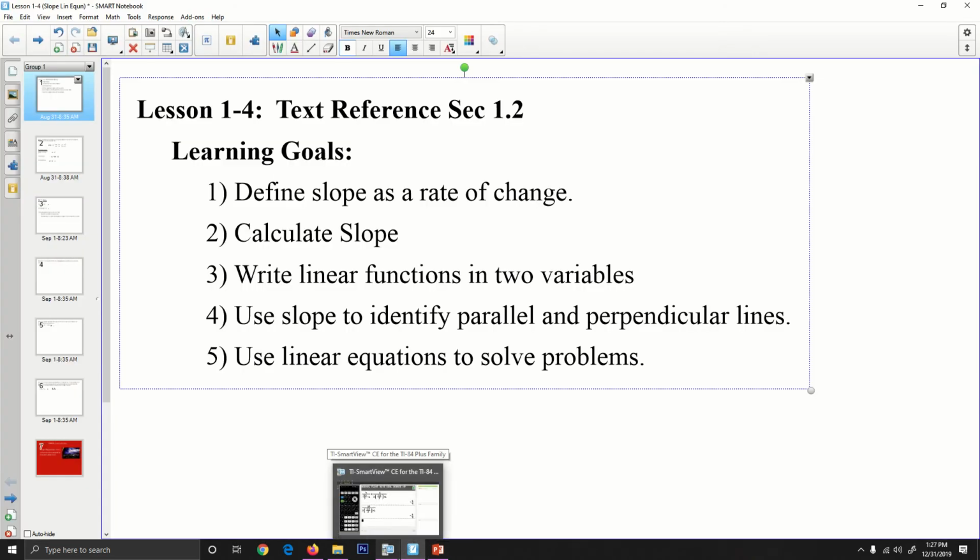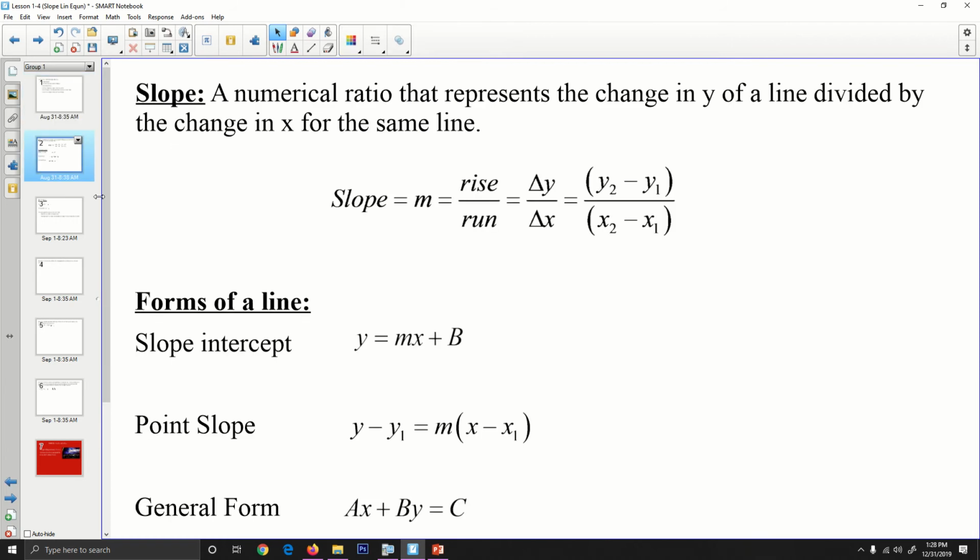Today we're going to talk about defining slope as a rate of change. We're going to calculate slope. We're going to write linear functions in two variables, and then we're going to use slope to identify parallel and perpendicular lines. And then we are going to use some equations to solve problems. So first, a few definitions.